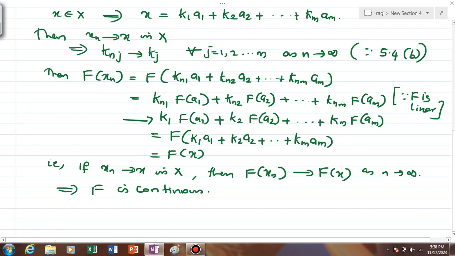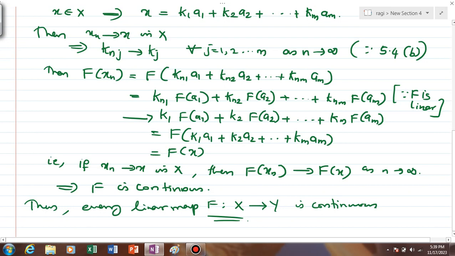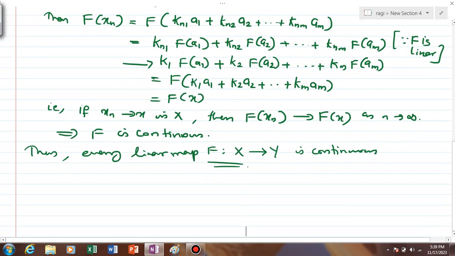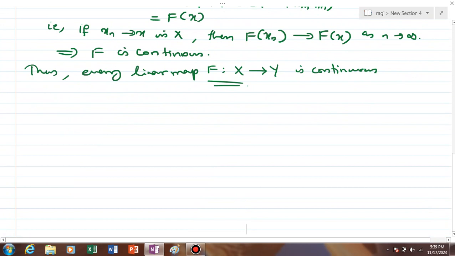Thus, we have proved that every linear map F from a finite dimensional space X to Y is continuous, and that is the first part of the theorem. Next we have to prove that if the space X is infinite dimensional, then there is a discontinuous map.